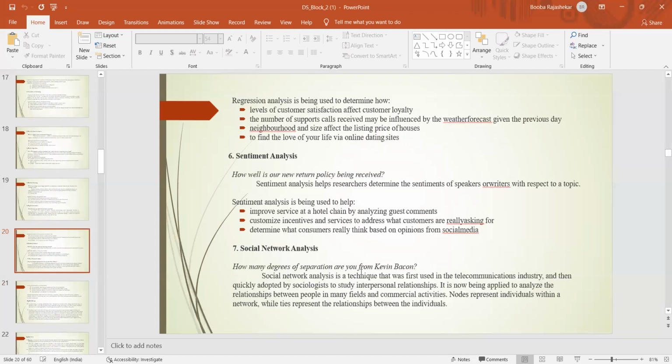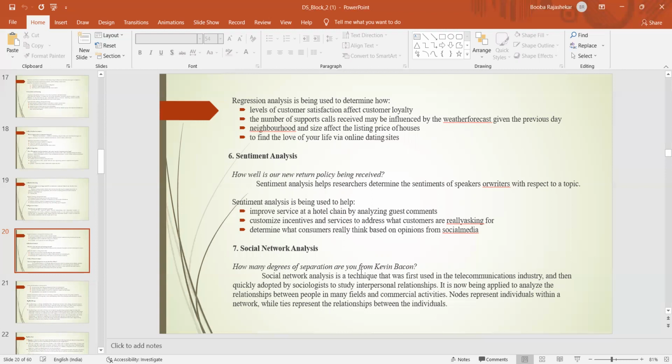Regression analysis is used to determine how the levels of customer satisfaction affect customer loyalty, how the number of support calls received may be influenced by the weather forecast given the previous day, how neighborhood and size affect the listing price of houses, and to find the love of your life via online dating sites. So these are the main things for that.